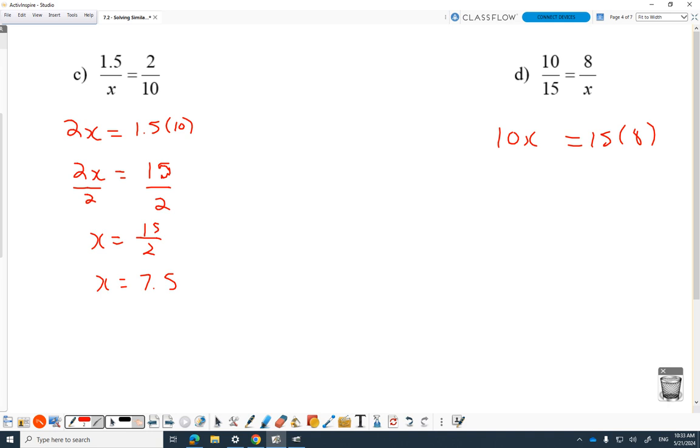And again, for most people, once they do cross multiply, they're like, I'm fine now. So 8 times 15, 120. And divide both sides by 10. Let's practice our fractions. 120 over 10, which should be, oh, it's just 10, is it? It's not even a fraction.